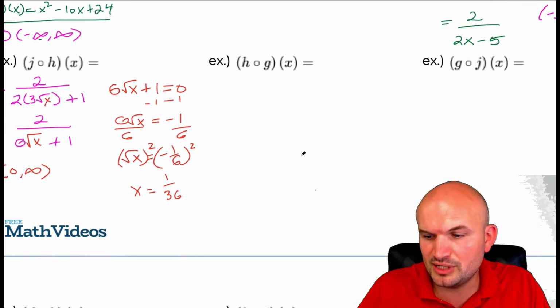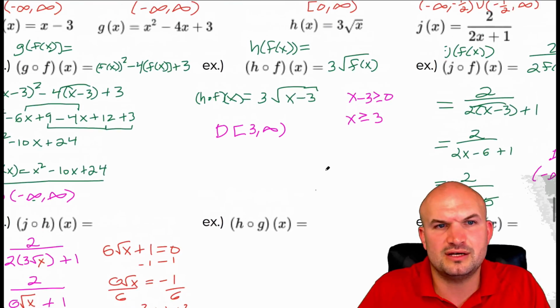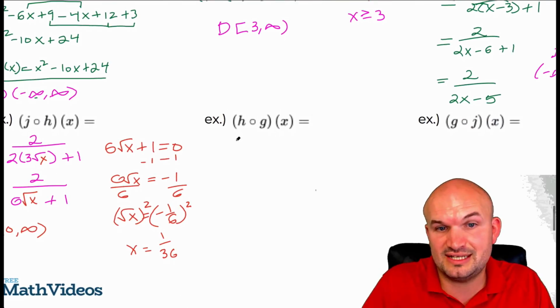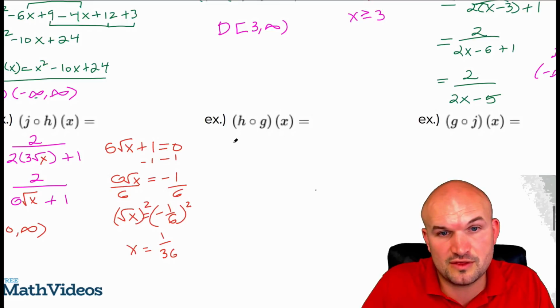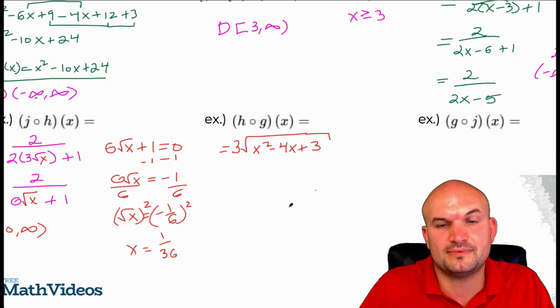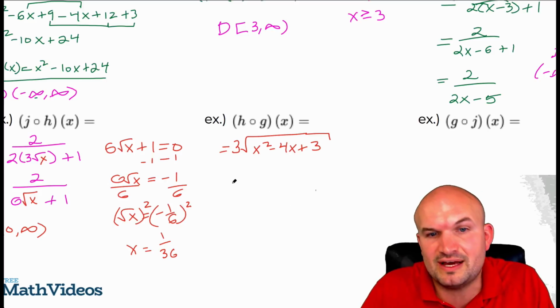All right, so now let's go and plug in g of x into h of x. All right, so h of x, x squared minus 4x plus 3. So in this case, I'm going to have, let's see, that's 3 square root of x squared minus 4x plus 3. Okay, so that is our function. Really not much else we can do to simplify this.